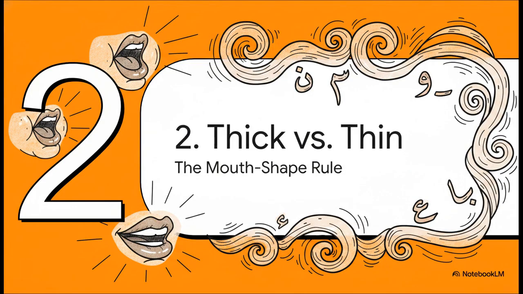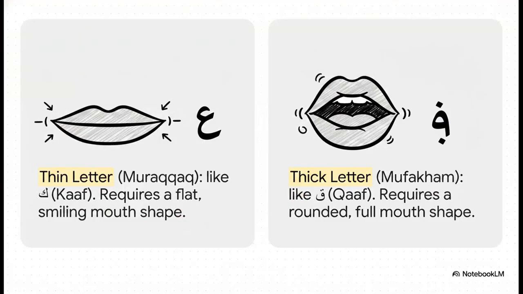And that whole idea naturally leads us to a core principle that solves so many recitation issues. Just physically understanding the difference between thick and thin letters. You know, the key here is all about your mouth shape. It's physical. As you can see, for a thin letter like kaf, your mouth goes flat, almost like you're smiling. But for a thick letter like qaf, you actually round your lips to make the sound full and deep.